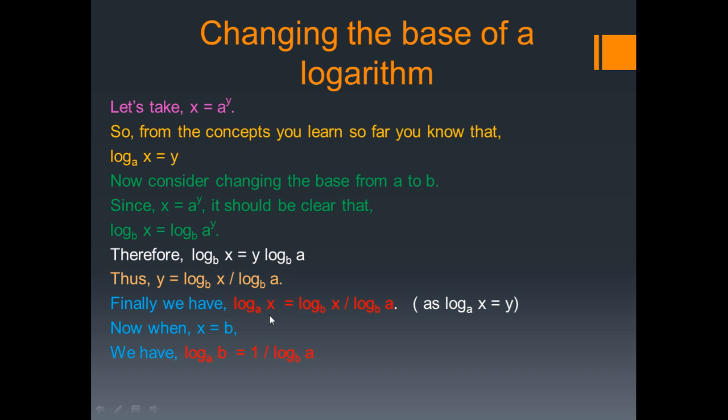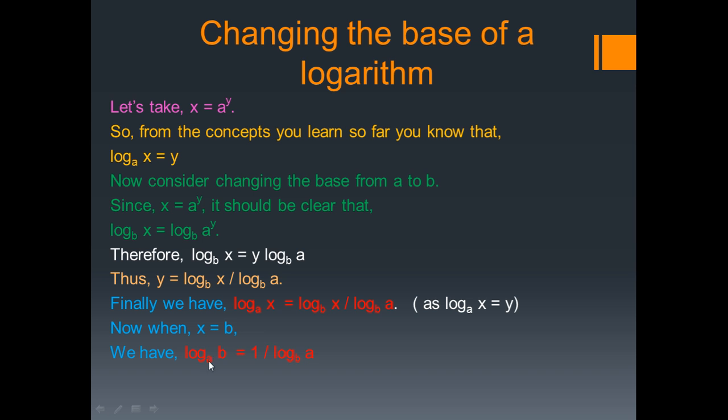So if you have, say, log of 100 to the base 10, you know that log of 100 to the base 10 is log of 10 squared to the base 10, so that is 2. You can also write this as 1 upon log of 10 to the base 100. Now 10 is 100 to the power half. So that is 1 upon half, which is 2 again. So both are correct.